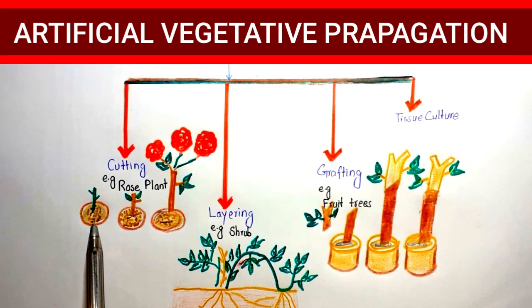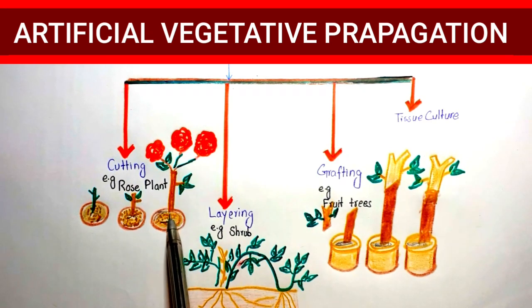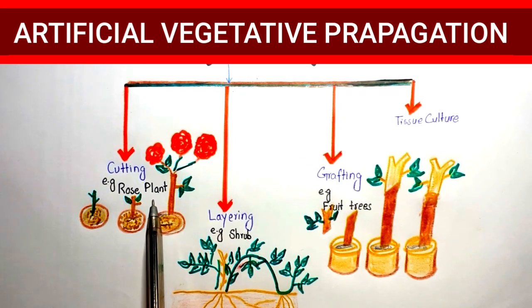Here you can see a rose plant and here is a stem, and if we cut the stem of this rose plant, the cut stem will grow its roots, shoots and flowers as well, and a new plant will grow. Root and leaf cutting can also be done. So this was all about cutting, and the example is the rose plant.